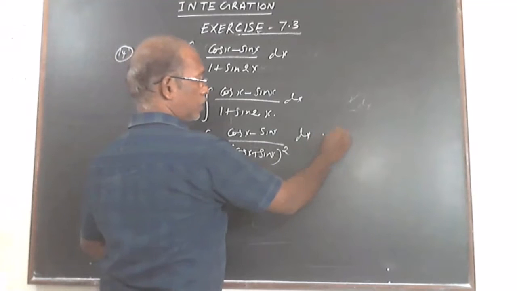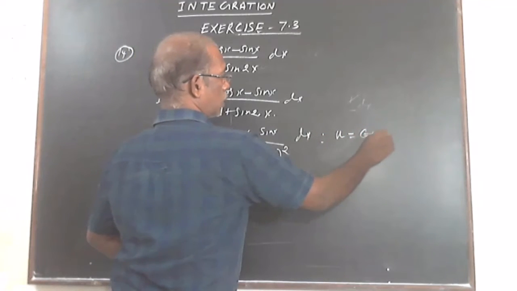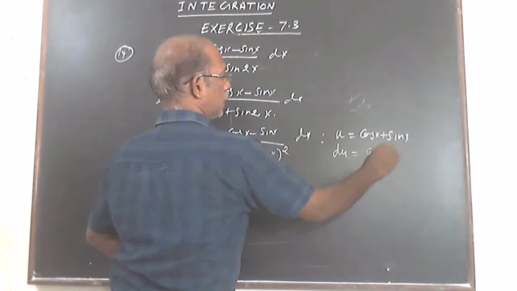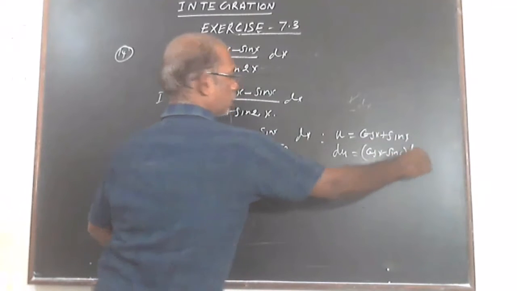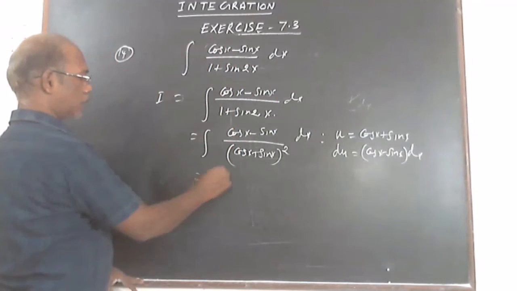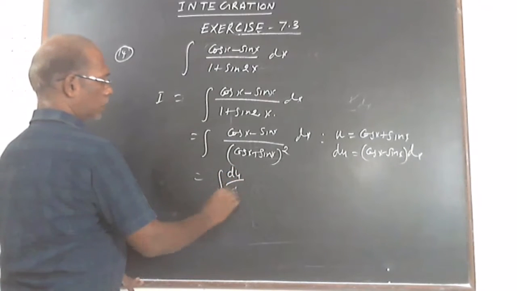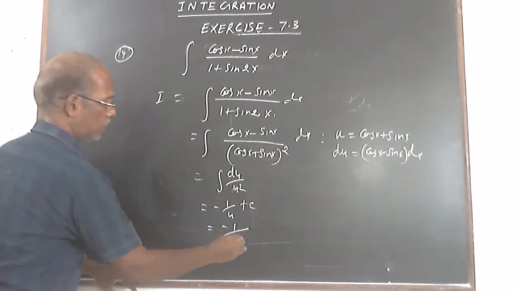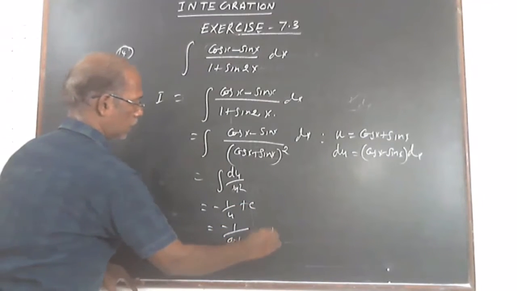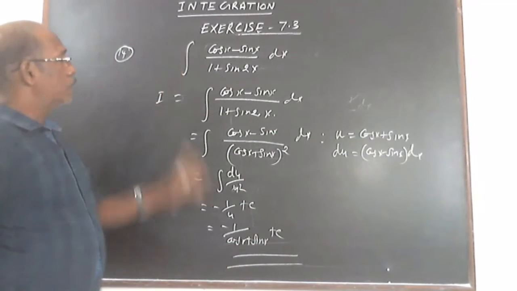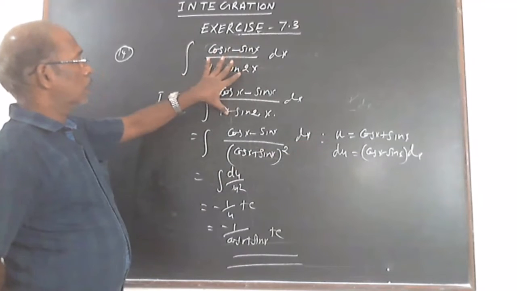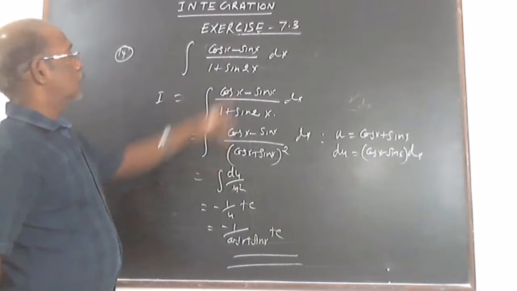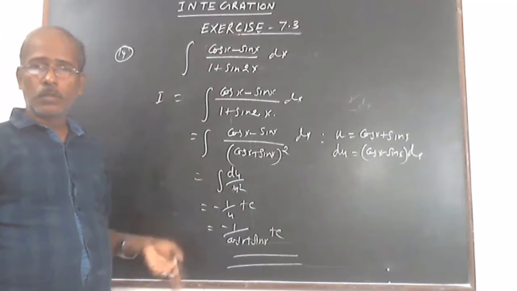Now we can apply the substitution method: u equals cos x plus sin x, and du is (cos x minus sin x) dx. The numerator is du, the denominator u square. This is of the form du by u square. What is the integral of this? Minus 1 by u. And minus 1 by u is minus 1 by (cos x plus sin x), plus the integral constant. We have used both substitution and a trigonometric identity. This is one of the important questions in this exercise 7.3. Go through it and copy it.